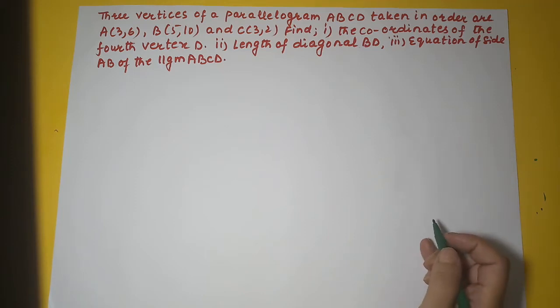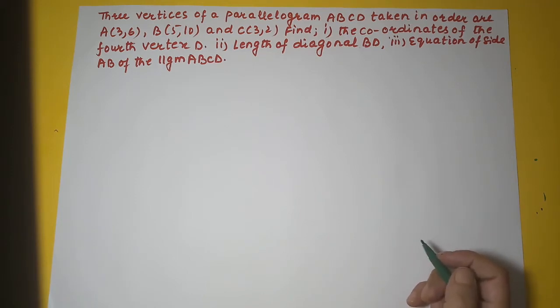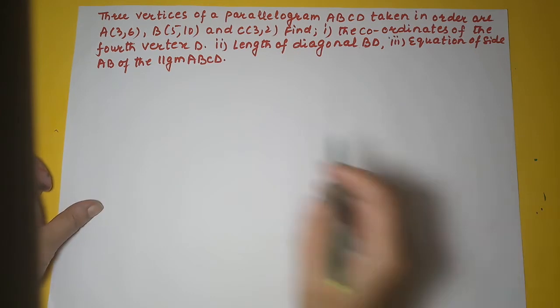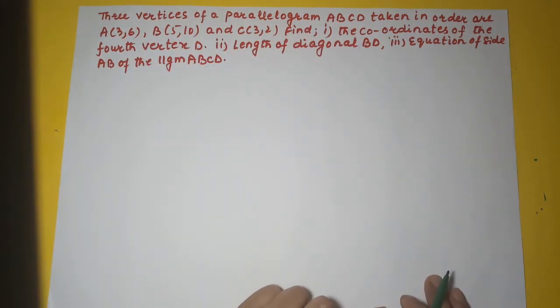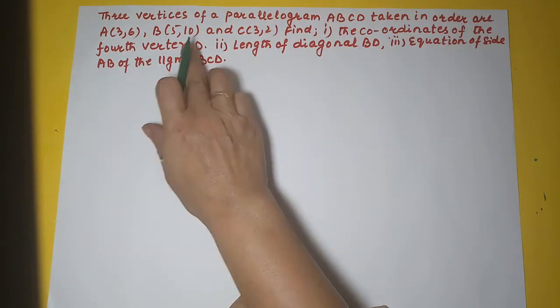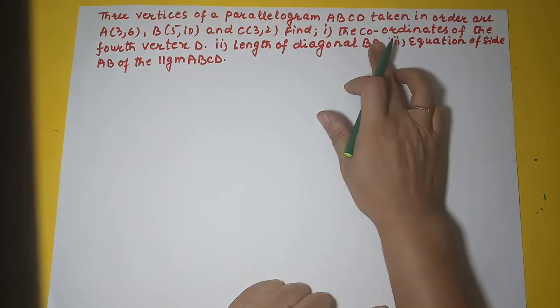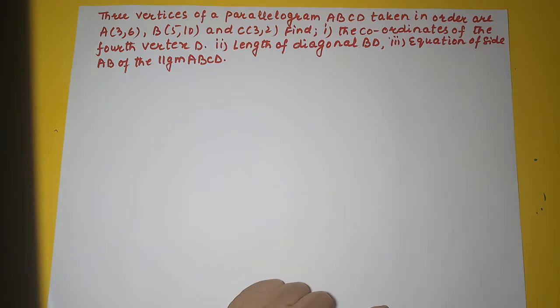We are continuing with the equations of a straight line. Here the question is: three vertices of a parallelogram ABCD taken in order are A, B and C. Find the coordinates of the fourth vertex D.